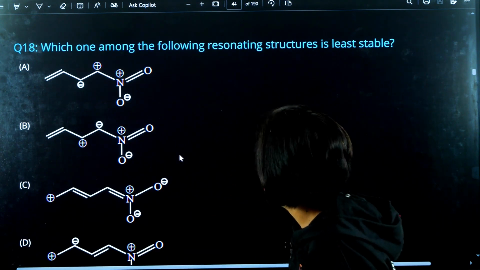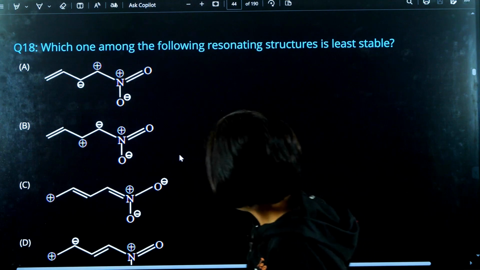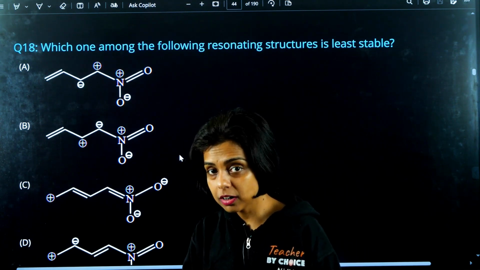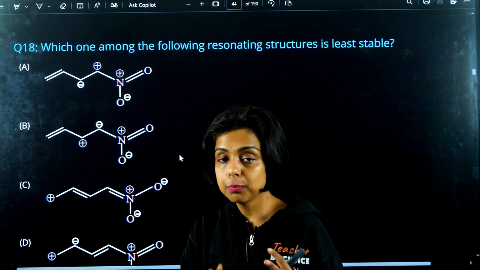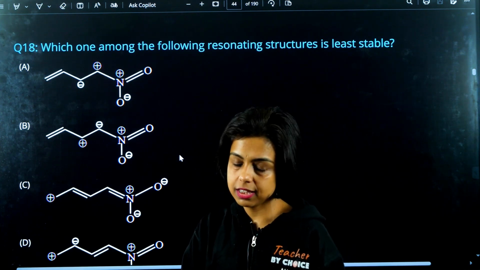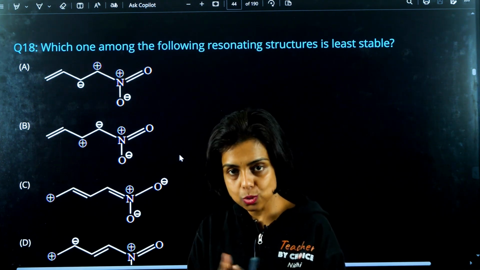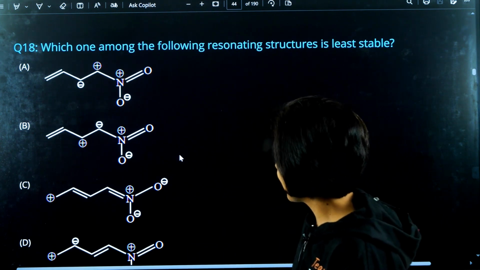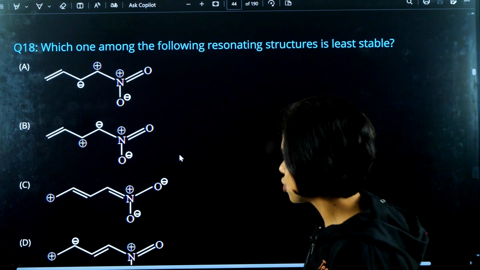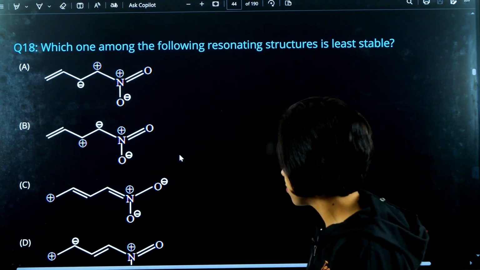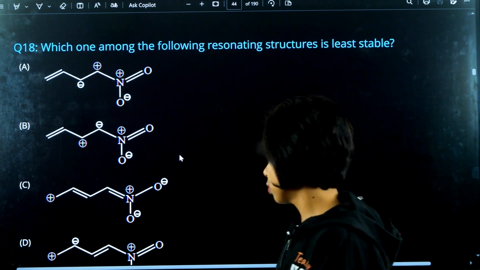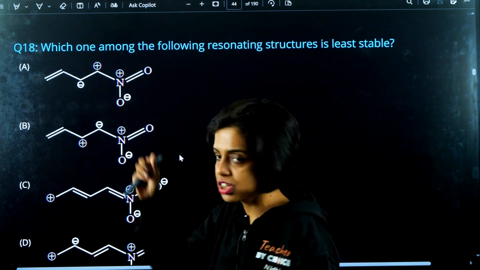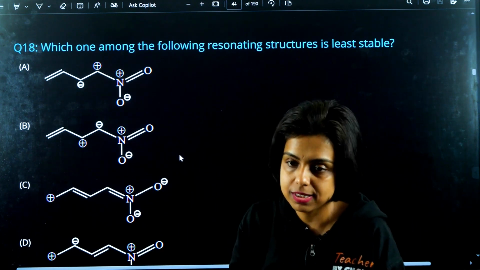Let's check it out. Okay. So check the number of octets, then the more number of bonds, then the more electronegative atom should carry the negative charge, and then opposite charges should be as close to each other as possible because opposites attract, while same charges should be far apart. So I can see oxygen has negative charge, carbon has negative charge and positive charge, and nitrogen has positive charge.